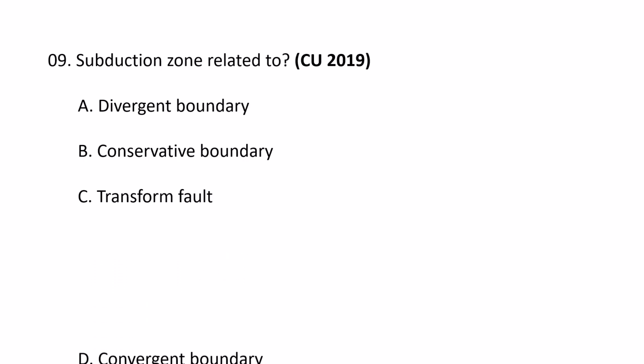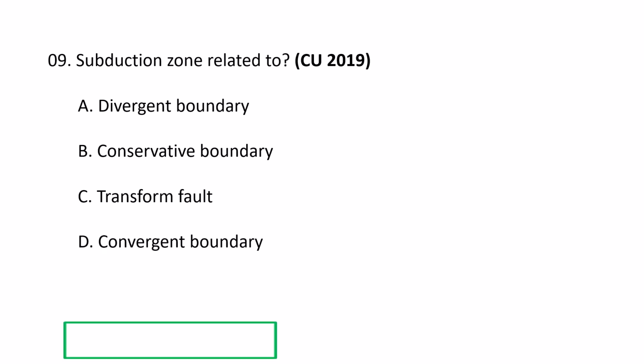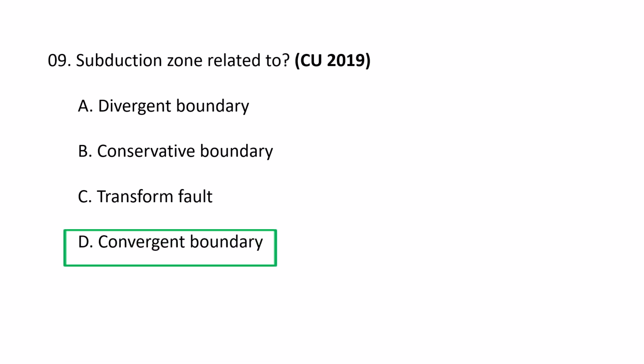Subduction. Next question. Subduction zone related to A. Divergent boundary, B. Conservative boundary, C. Transform fault, and D. Convergent boundary. Subduction zone is related to convergent boundary. A subduction zone is a specific area where one tectonic plate slides beneath another at a convergent boundary, and this process occurs because one plate is denser or cooler than the other, causing it to descend into the mantle. D is the correct option.